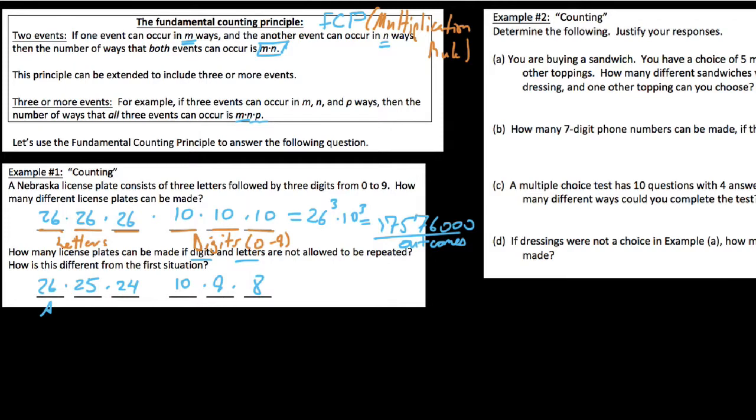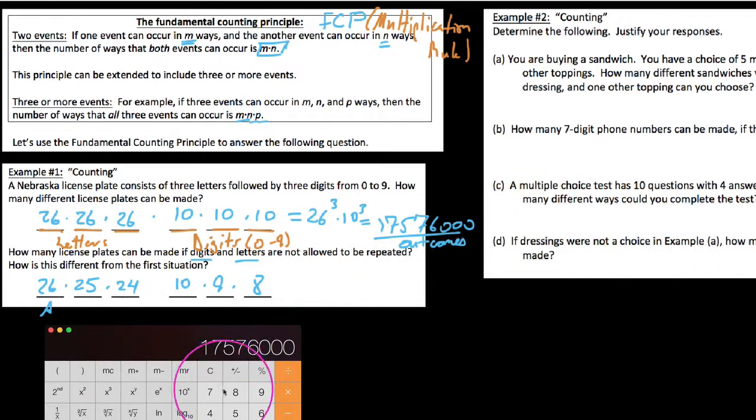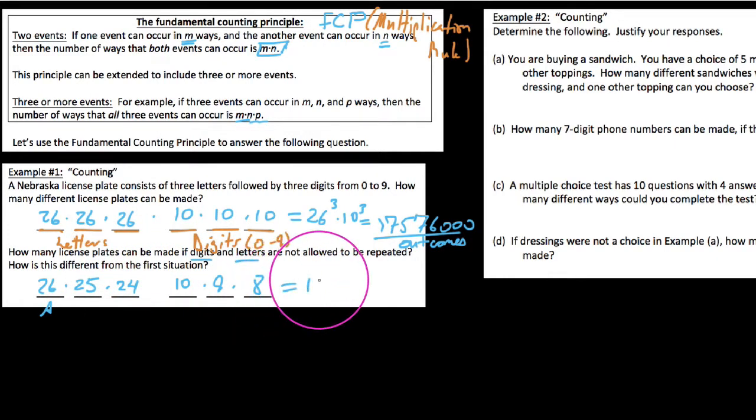So the total number of ways this can happen, and we'll just get our calculator out here. We know that obviously we can do fewer combinations because I can't repeat letters, but we say 26 times 25 times 24, and we take that times 10 times 9 times 8. The total number of possible ways we could do this is 11,232,000.